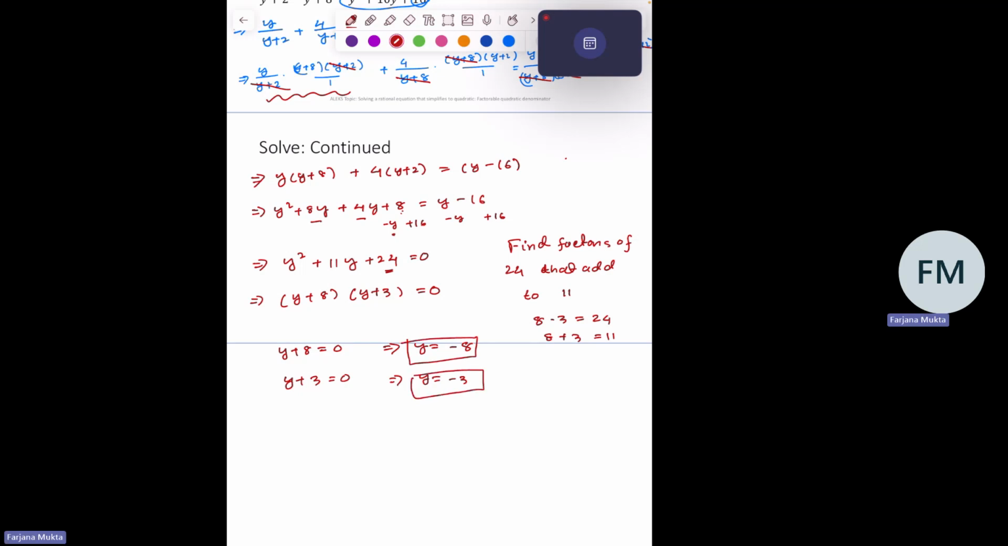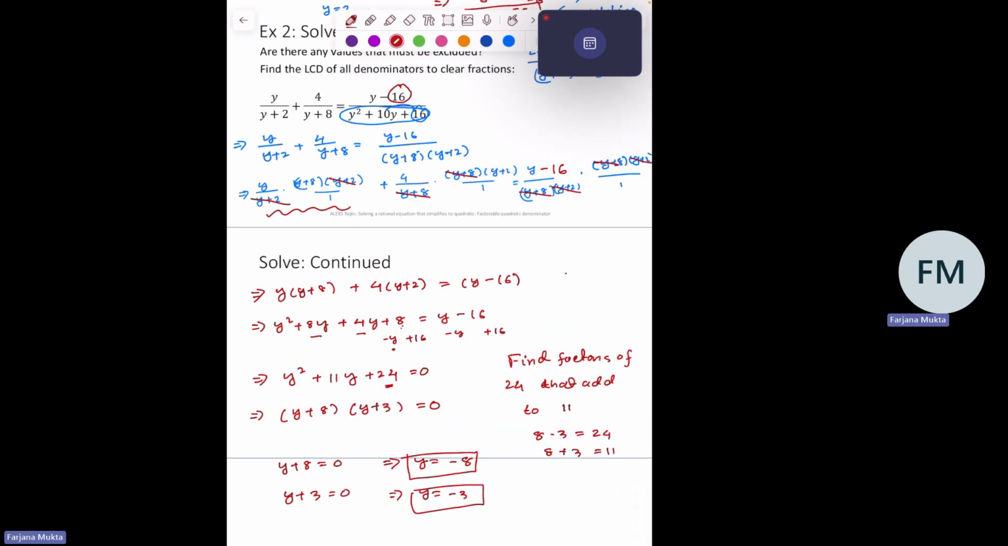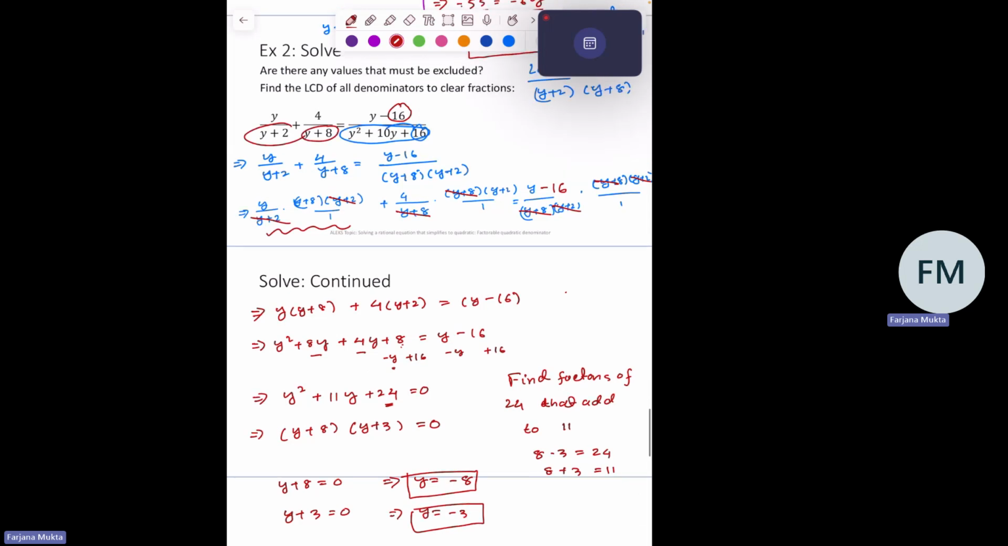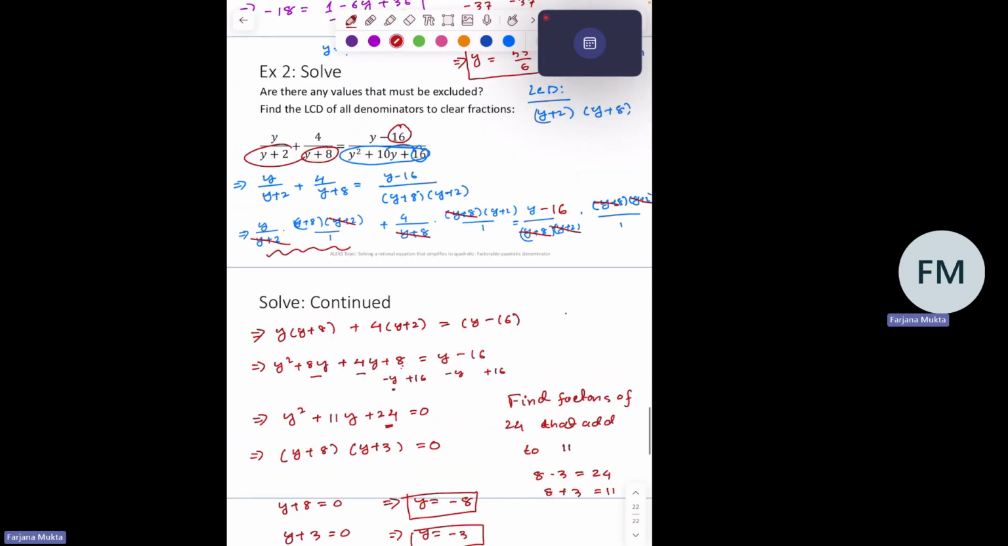All right, now these two are solutions, but again, don't forget to check your denominators, right? From our original rational equation, our denominators are y plus 2 and y plus 8. And from the other side, we got the same, y plus 2 and y plus 8. That means for the restriction from the original equation, we get y plus 2 equals 0. That means y equals negative 2 is a value that will make the denominator 0.